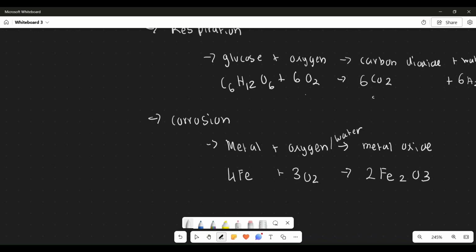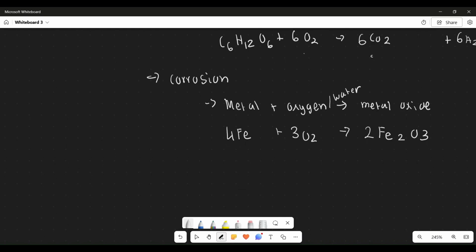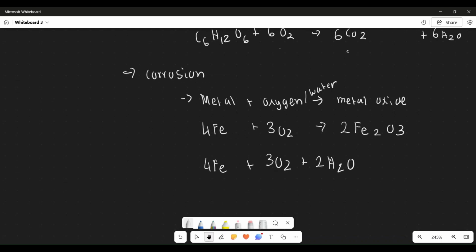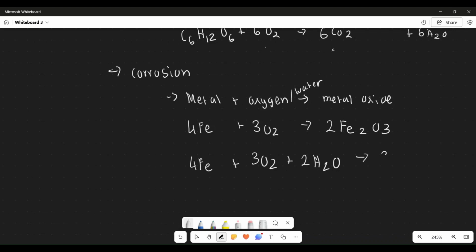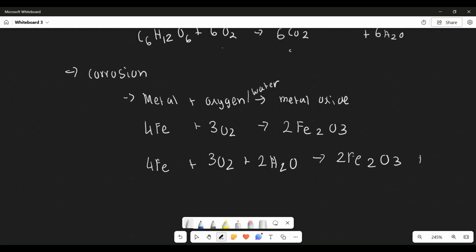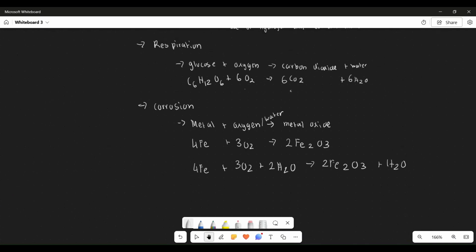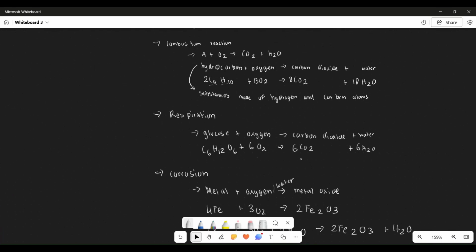So an equation could be this one, or I'm going to do the water one as well. The water one is this. That's all the stuff that reacts with oxygen.